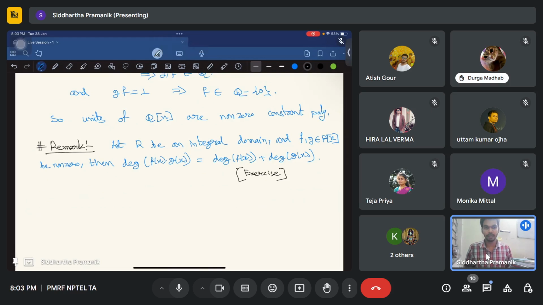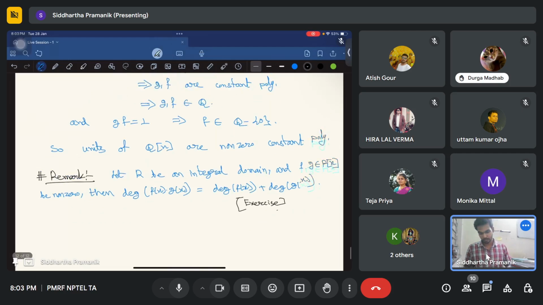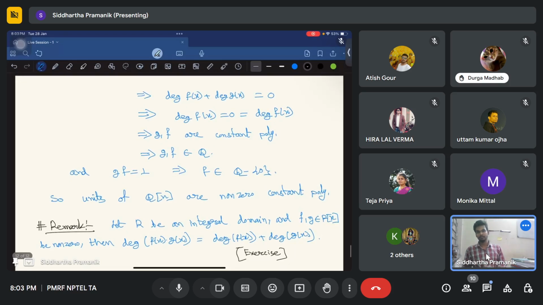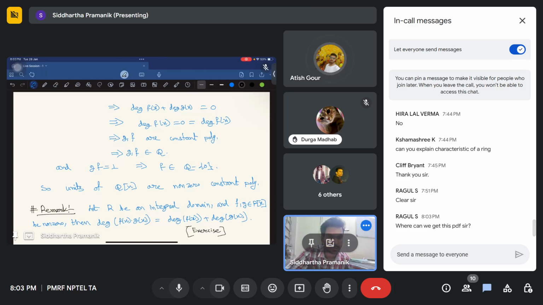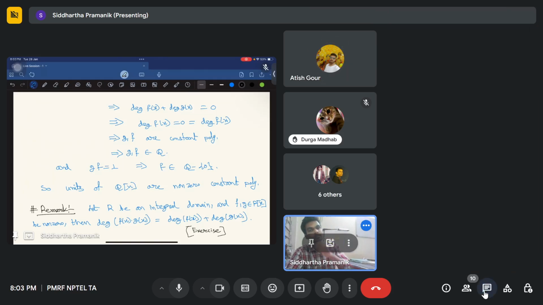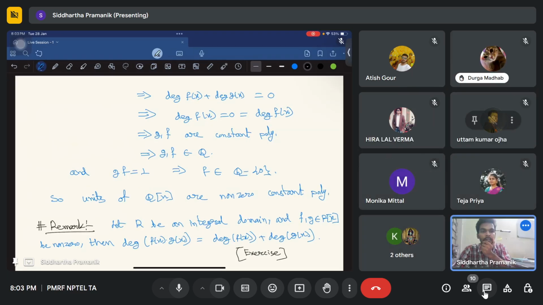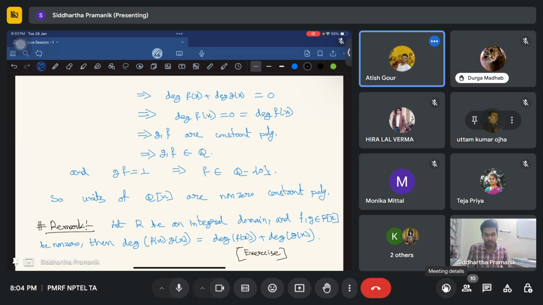Do you have any other doubts? Sir, I have a question. How to find the zero divisors of a polynomial ring? You can take any small problem, Z[x] or Q[x], anything. These are integral domains, so they cannot have zero divisors.